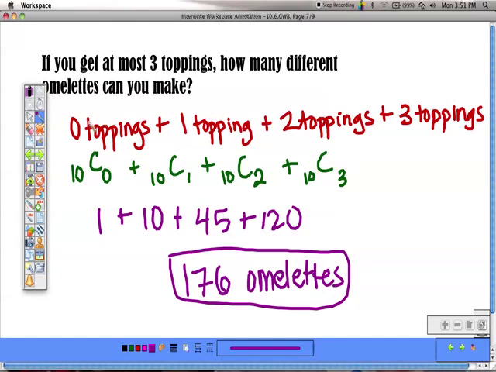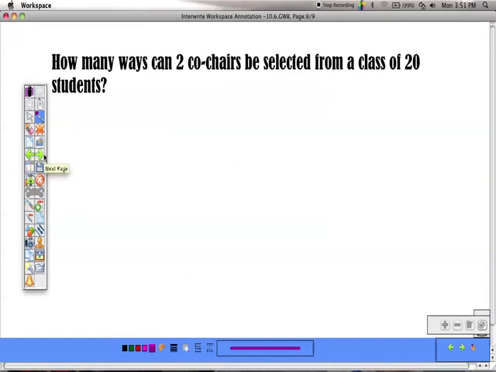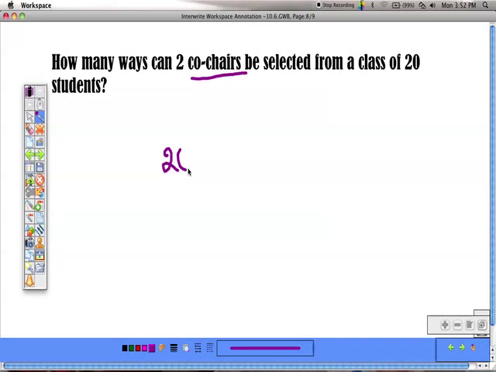Okay. Let's do another practice problem. How many ways can 2 co-chairs be selected from a class of 20 students? So again, co-chairs, doesn't matter what order, so it's a combination. So out of 20 students, you're choosing 2. You can type that in your calculator, and you get 190 ways.